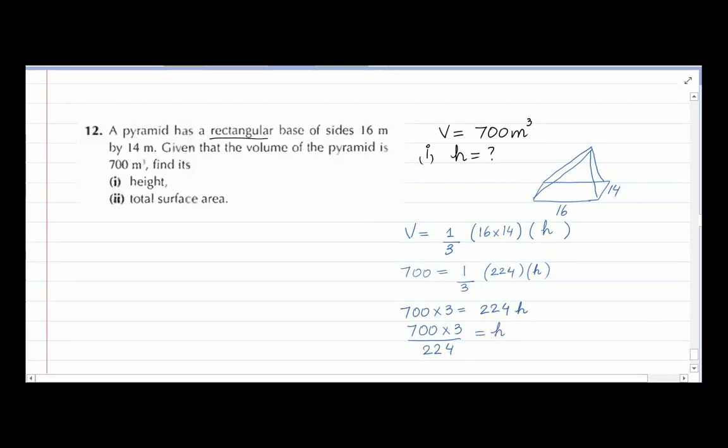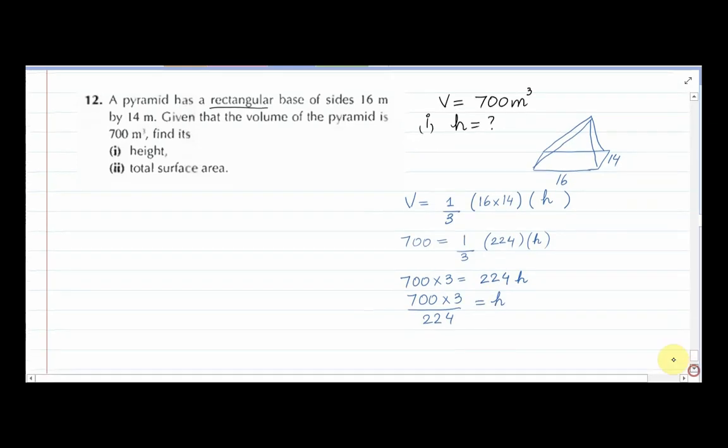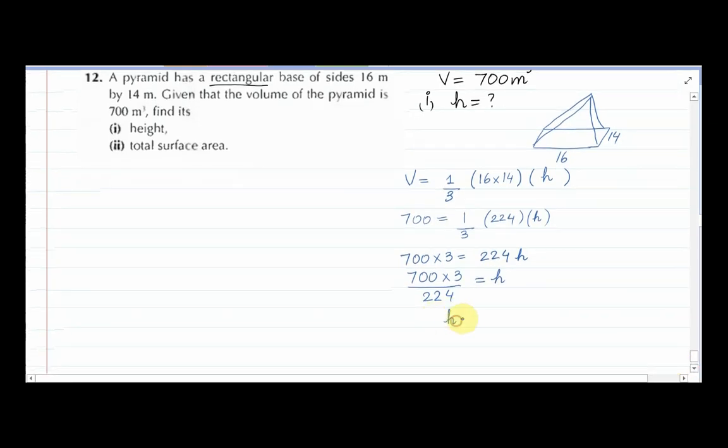Now we can find out the value of height here. So 700 times 3 is 2100, divided by 224, it's 9.375. So the value of height is 9.37, and I'm going to round it off to 9.4. So 9.4 centimeters is the height of the pyramid.